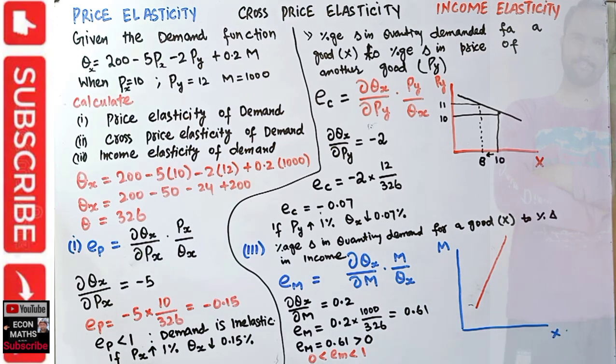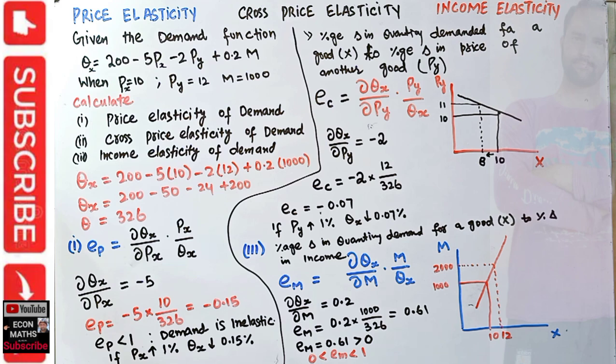Okay, that means, let us say when income was 1000, quantity demanded was, let us say, 10. When income reaches, let us say, 2000, and corresponding to this, let us say, quantity demanded of good x only increases to 12. Okay, so percentage change in income is more than the percentage change in quantity of good x.